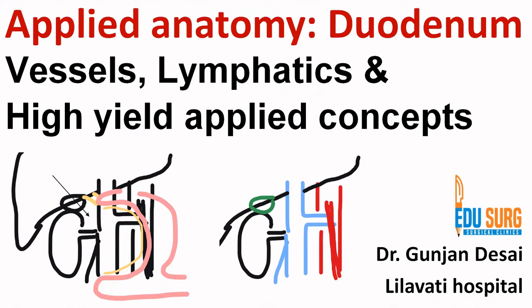I am Dr. Gunjan Desai and today we are going to continue our discussion on applied anatomy of the duodenum. In this part we are going to see the arterial supply, the venous drainage, and lymphatic drainage of the duodenum, and as discussed last time, some very high yield applied concepts, anatomically important and relevant clinical syndromes when it comes to the duodenum. If you have not seen the previous video, I would highly recommend seeing it because the schematics that we use there are going to come up in this video as well.